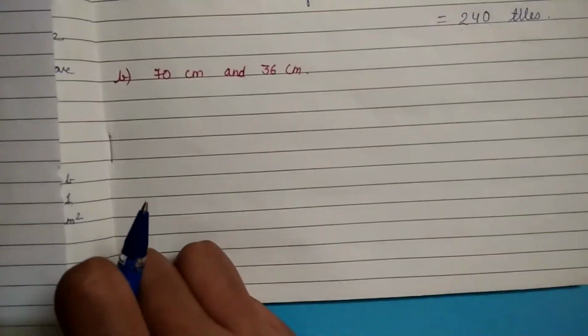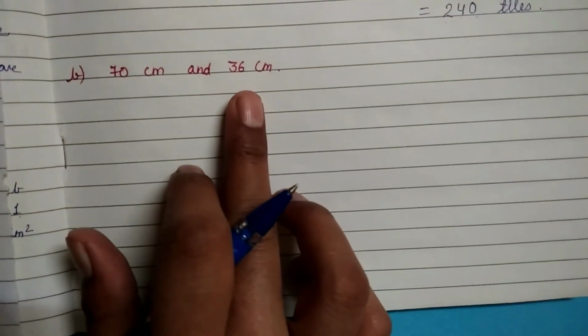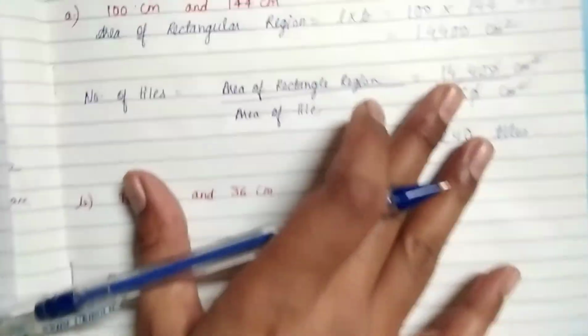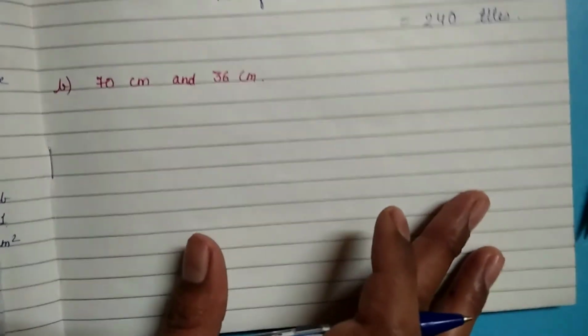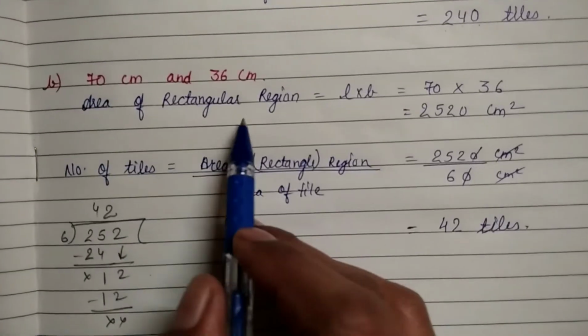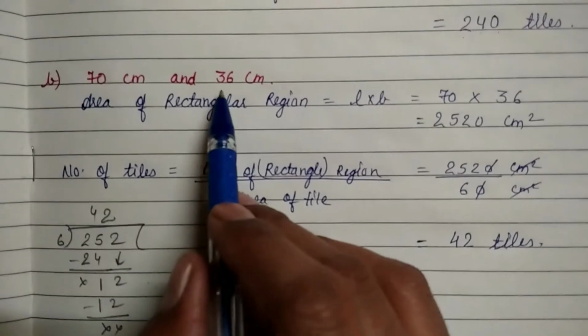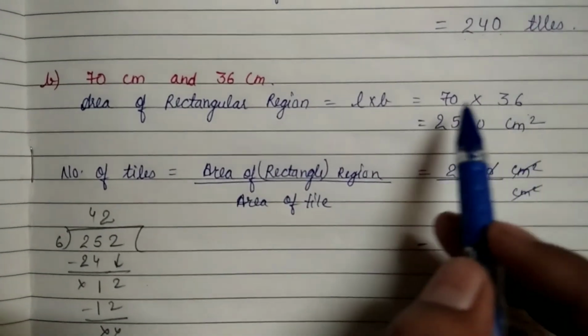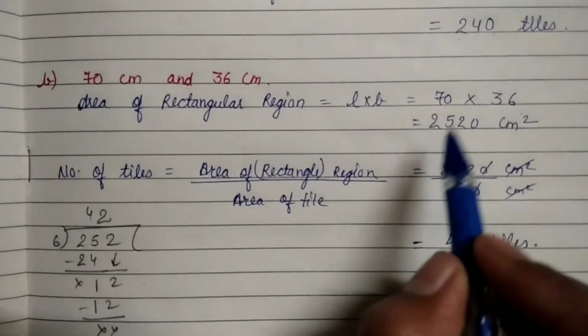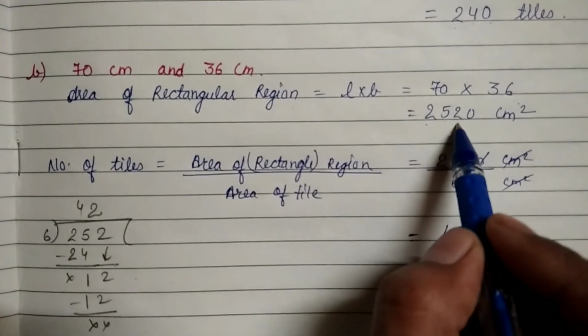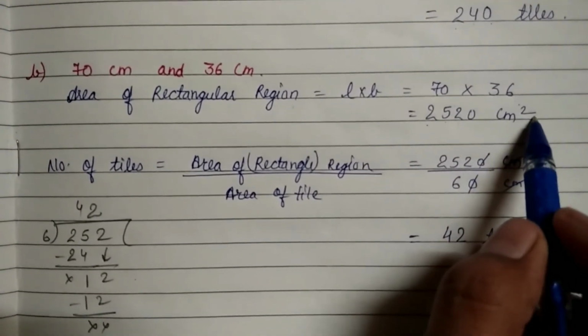The second is 70 centimeter and 30 centimeter. This is exactly the same as A. The area of the rectangular region is length into breadth. Length is 70 centimeter and the breadth is 36. When you multiply them, you will get 2520 centimeter square.